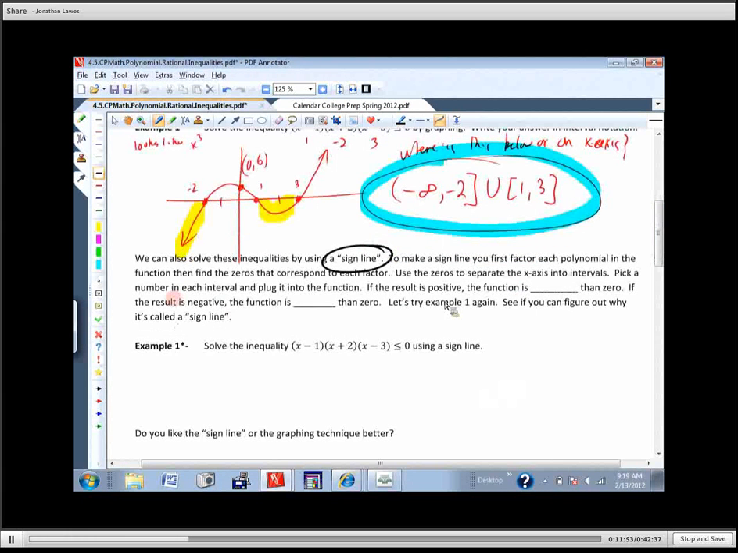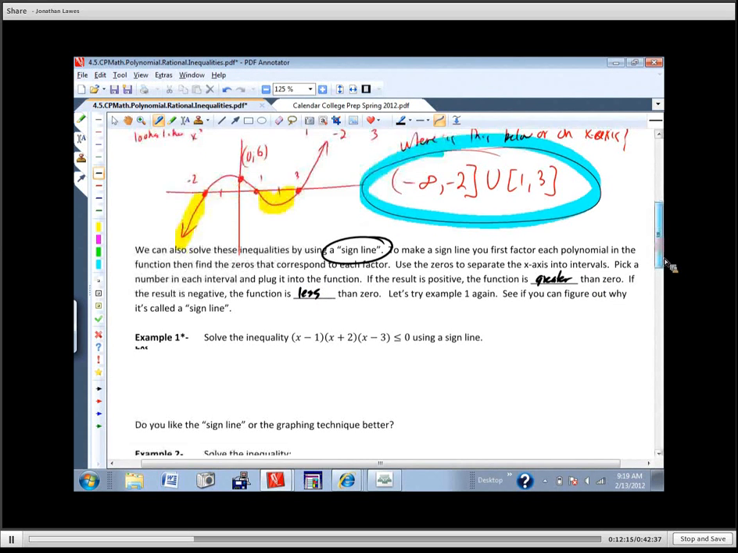Let's see. So it says, use the zeros to separate the x-axis into intervals. Pick a number in each interval and plug it into the function. If the result is positive, the function is greater than 0. If the result is negative, then it's less than 0. So here's how we're going to do example number 1 a different way.